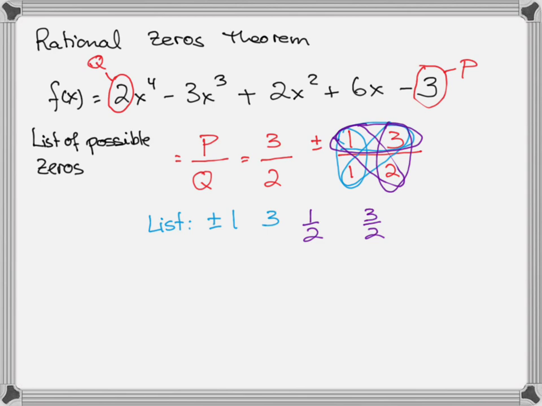Instead of looking at a whole bunch of numbers, we just narrowed it down to 2, 4, 6, 8. Why did I say 8? Because it's either plus or minus. So one of these numbers will be a zero of this polynomial. And how do you figure out which one it is? Well, you go down the list, take the number 1 and do synthetic division. If your remainder is 0, then jackpot.